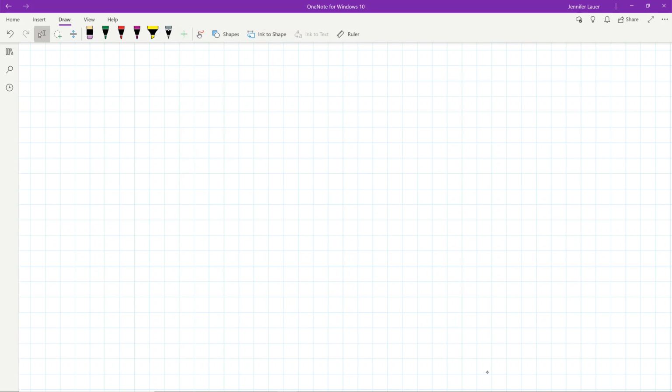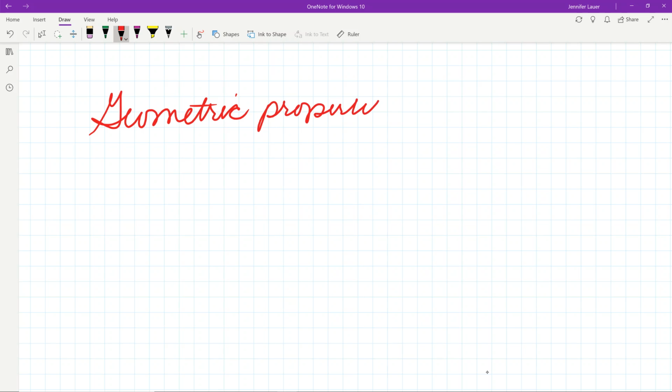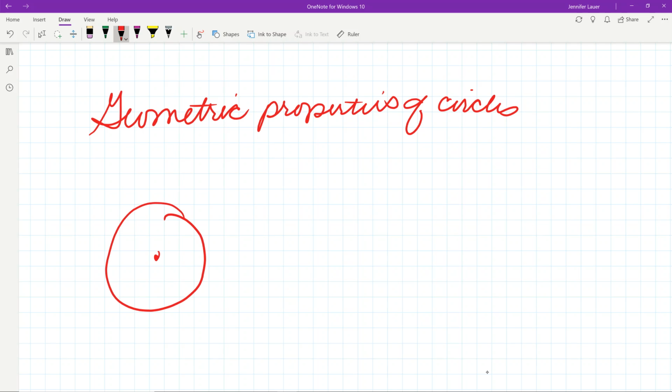Welcome to Quick Concepts. Today I'm going to talk a little bit, this is for my Advanced Math 1 students, about some geometric properties of circles. So first I'm just going to give you some things that some of you may know, some of you may not. This little guy is called a radius.